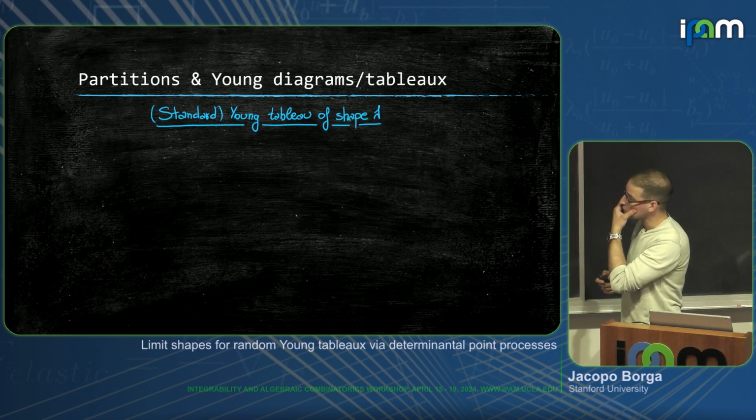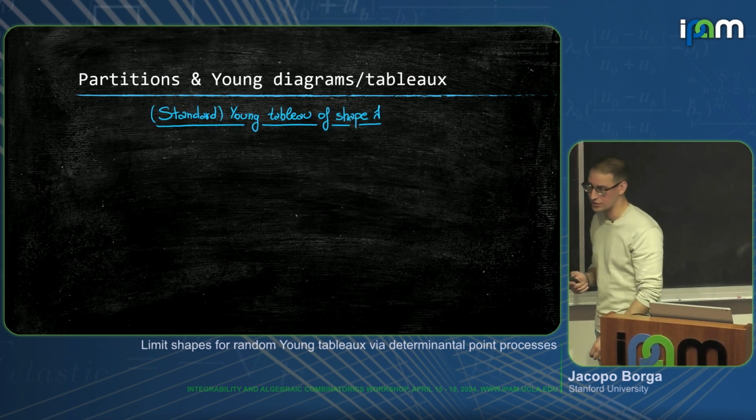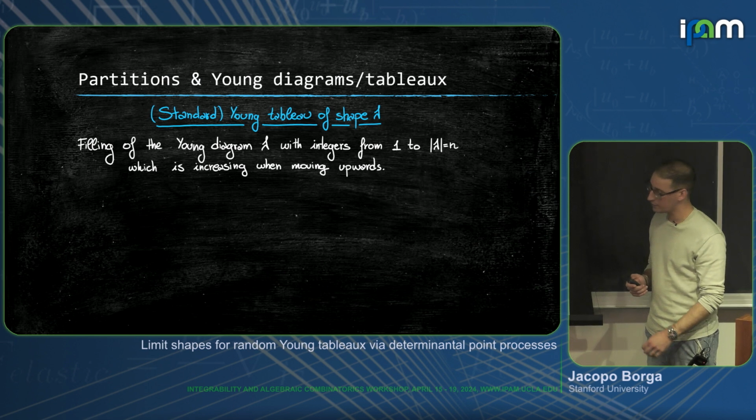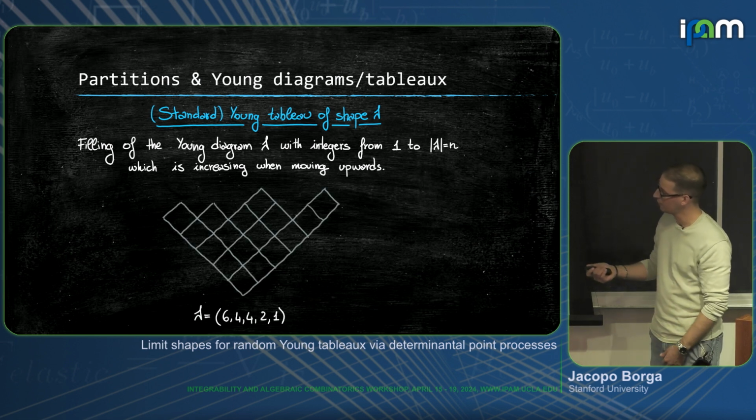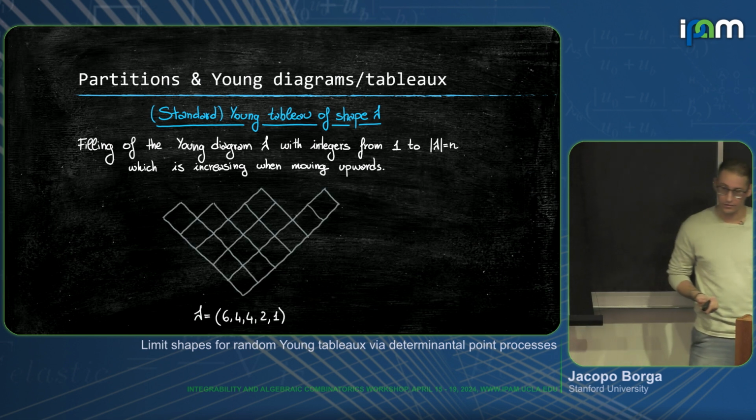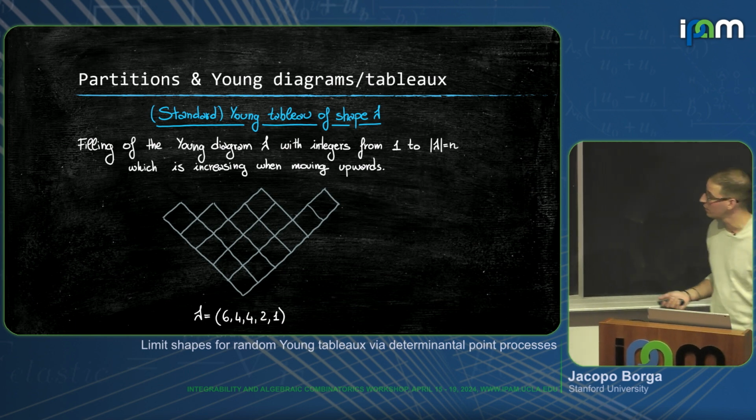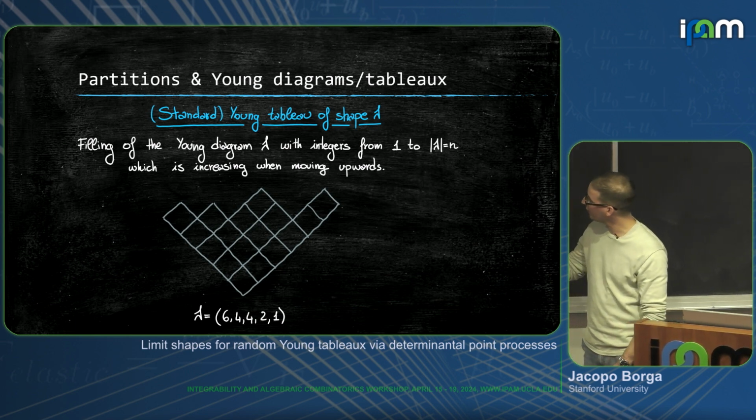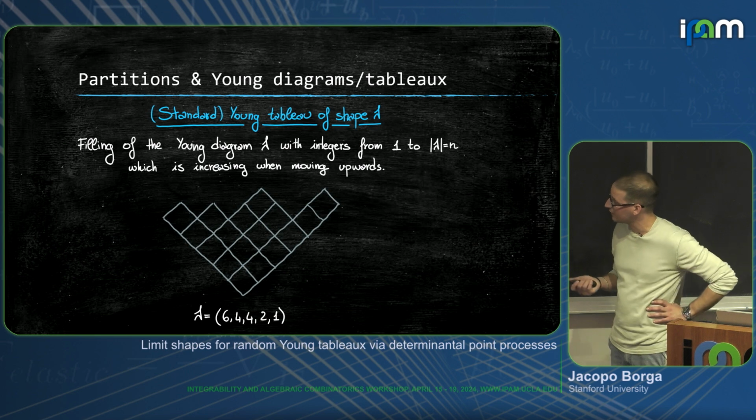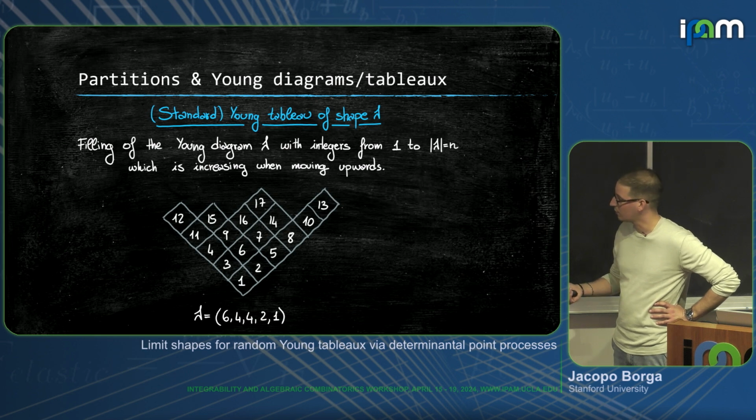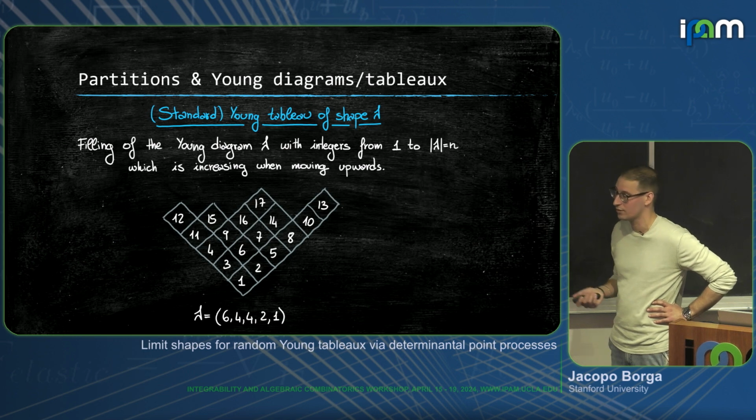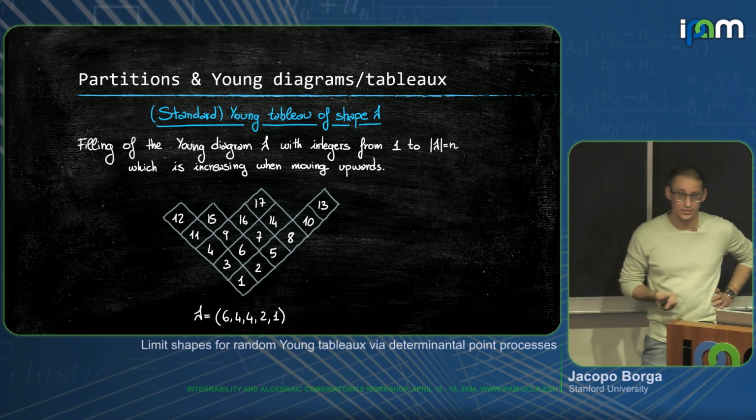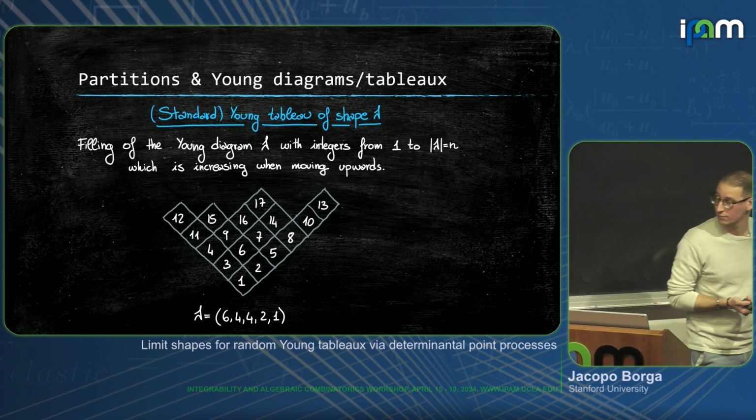And a standard Young tableau of given shape lambda is just a filling of the boxes in the Russian notation with numbers from 1 to n, where n is the size of the diagram, in such a way that along every upwards path, you're increasing. By upwards, I mean you can go up left, up right as much as you want, and everything is increasing. And you see each integer exactly once.